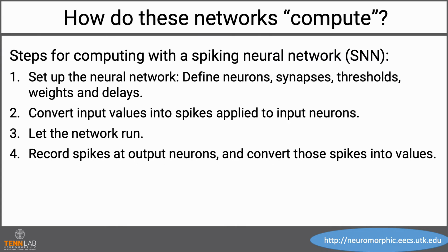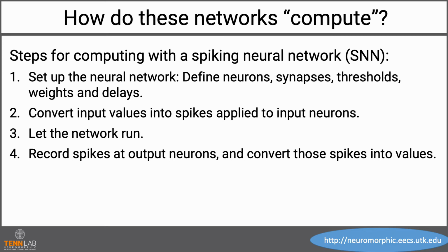Now, computing with spiking neural networks is a little bit of a mouthful. It's a four-step process where first you define the neural network, which means you define the neurons and the synapses, how they're connected, what the thresholds of the neurons are, and what the weights and delays of the synapses are. Then, given your problem, it is going to have values that will be input to the neural network. Those need to be converted into spikes, and then they are applied to special neurons called input neurons.